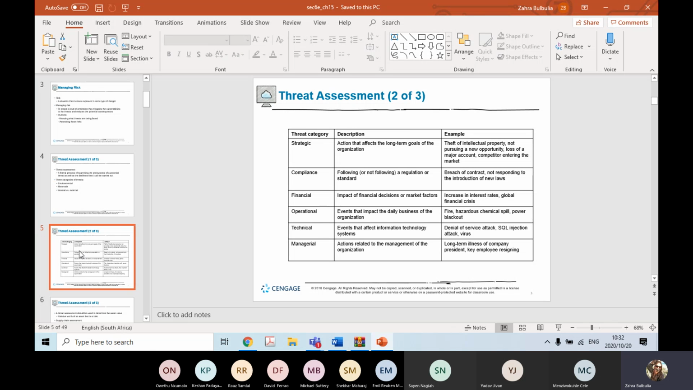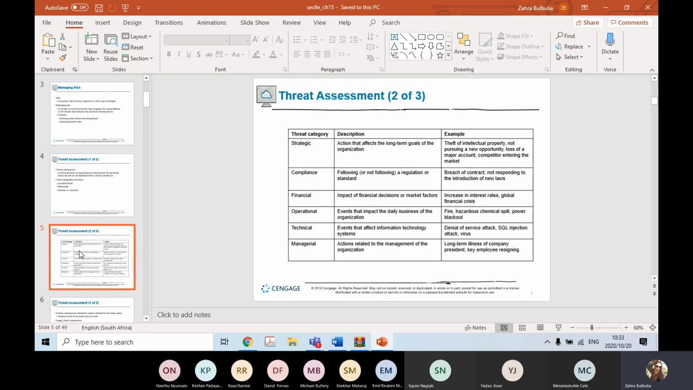you've got your threat category, which is strategic, and they describe this as action that affects the long-term goals of an organization. That is threats of stealing information, loss of major accounts, competitors entering the market. Your other threats are compliance, and that is following or not following a regulation or standard. So breach of contract, not responding to laws, that's compliance. Financial: impact of financial decisions or market factors. That is like increase in interest rates, global financial crisis, etc.